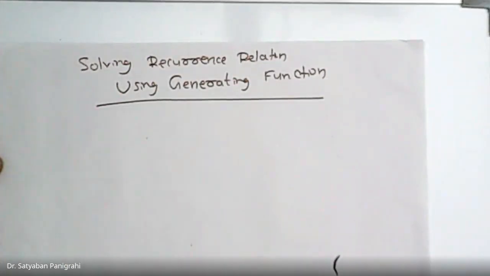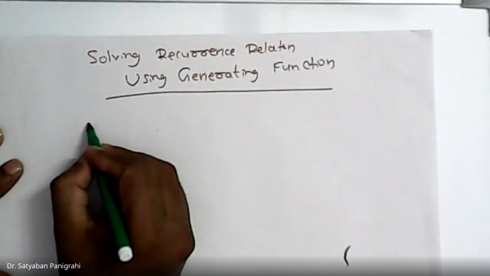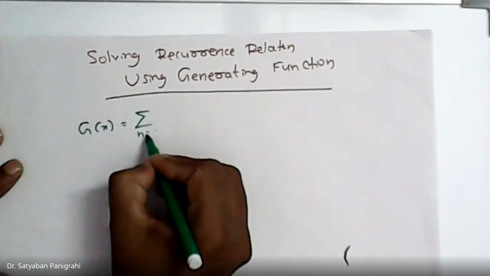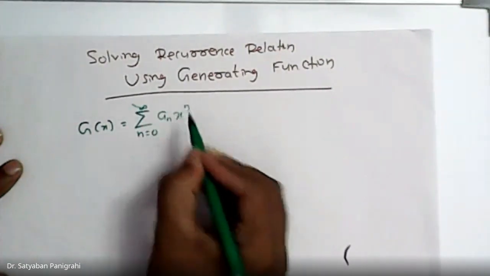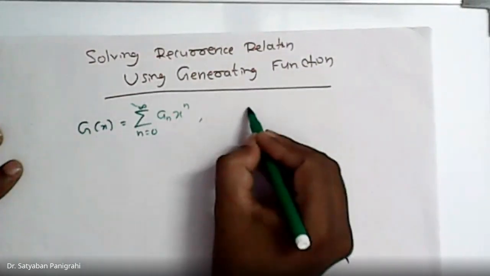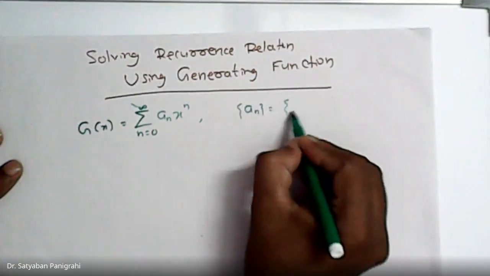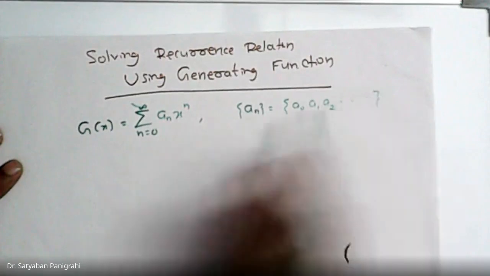Now, before that, we have to learn certain concepts related to generating functions. As we know, we are saying g(x) equal to summation n from 0 to infinity a_n x to the power n. Let this be the generating function corresponding to the sequence a_n, that means a0, a1, a2, and so on.